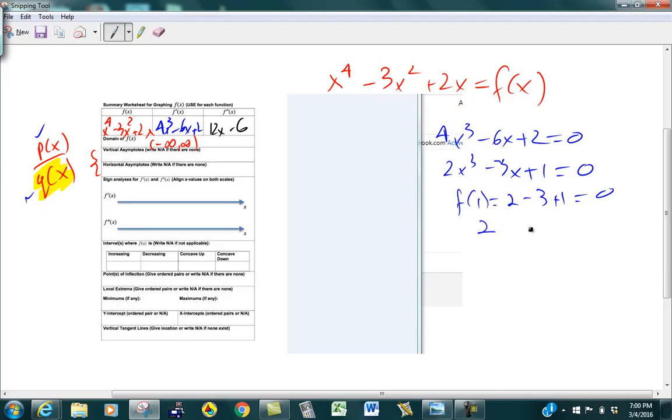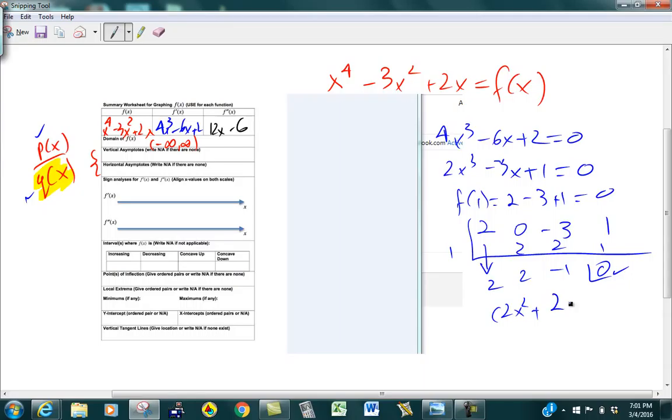I don't know how much of that you remember. So that's 2, 0, negative 3, 1, and you're going to put 1 here and do synthetic division. So you get 2, 2, 2, then minus 1, and 1 gives you a 0, which you should get if x equals 1 is a root. Which means now you've got a quadratic, 2x squared plus 2x minus 1 equals 0.